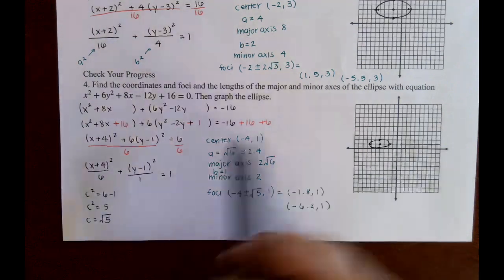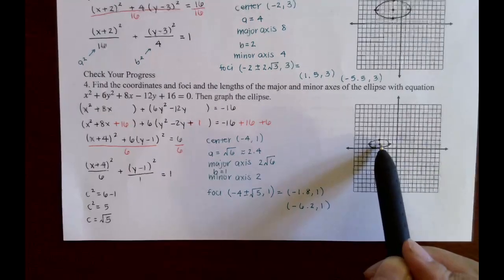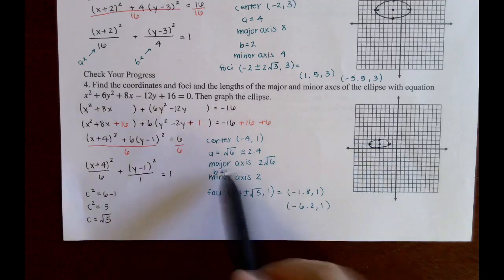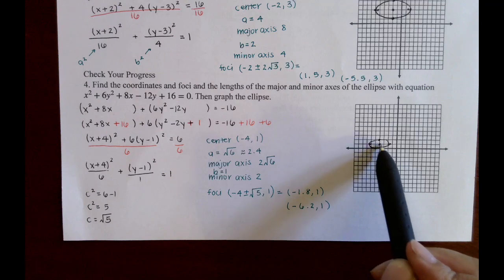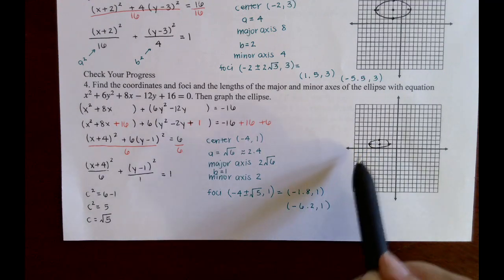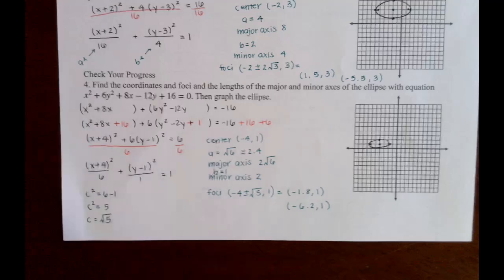Okay. So I started with the center at (−4, 1). Square root of 6 is about 2.4, so I went 2.4 away this way and 2.4 away this way. b is 1, so then I went up 1, down 1. And then the foci, I got these points, and they're really close to the endpoints of your major axis, so it's a little bit hard to see. It almost looks the same. But that's it. There's your ellipse.